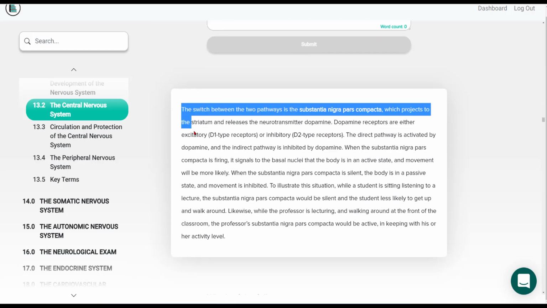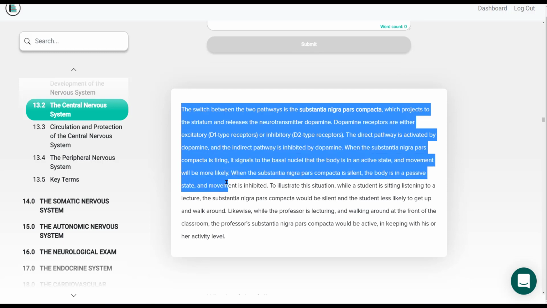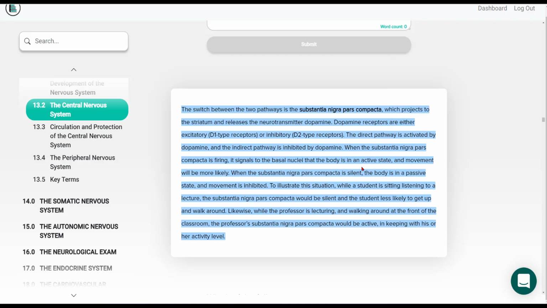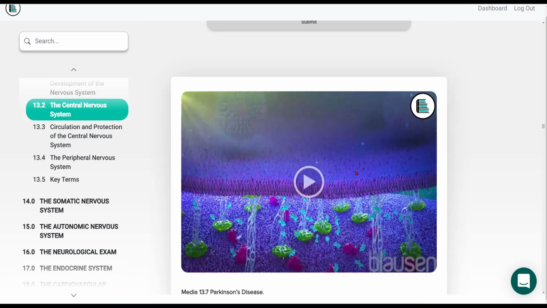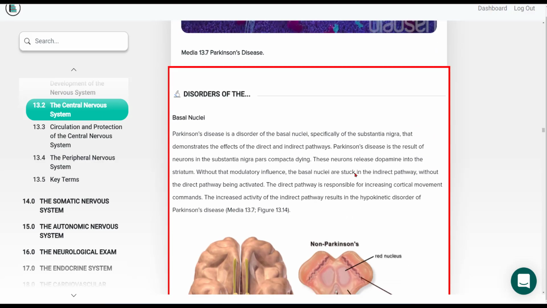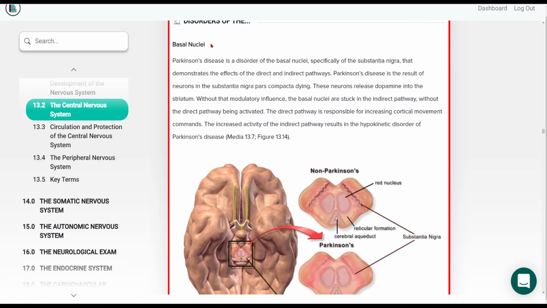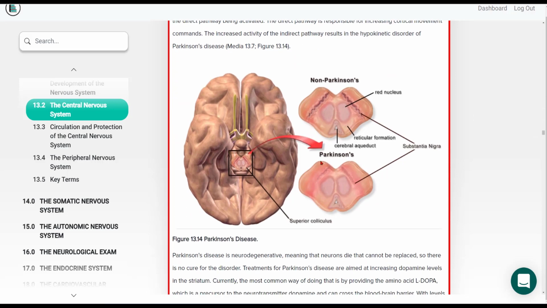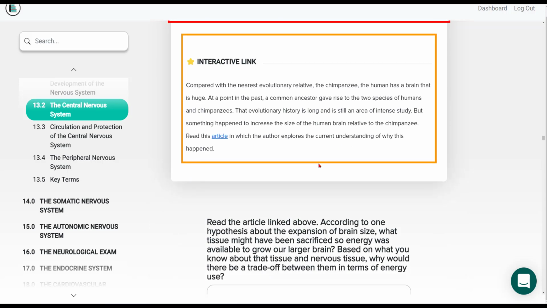Again, we're going to also cross this section out. So here's a more story, the Parkinson's disease and disorder of the basal nuclei, and it gives you a little story about this disease to help you better understand it.